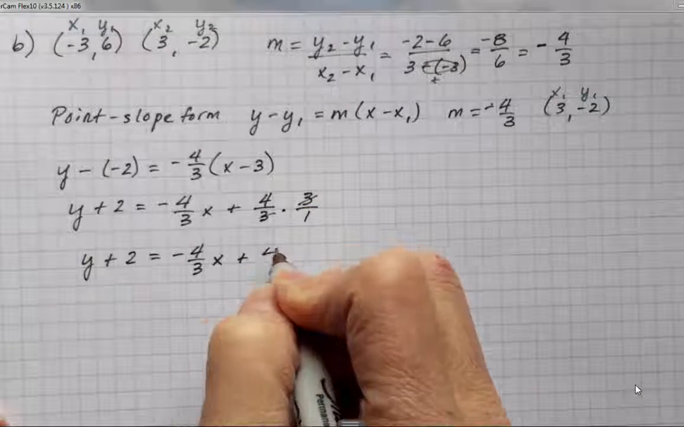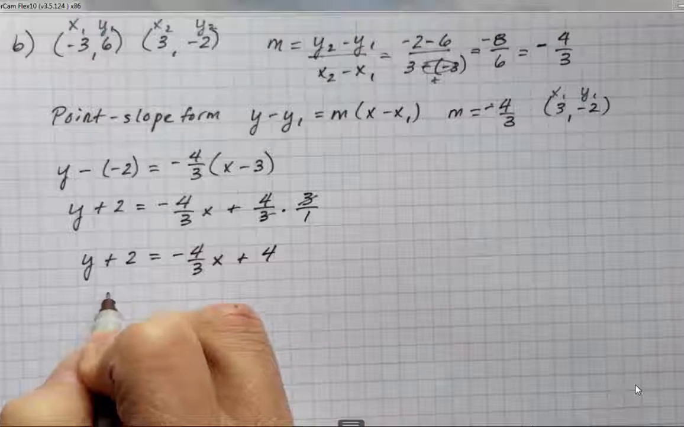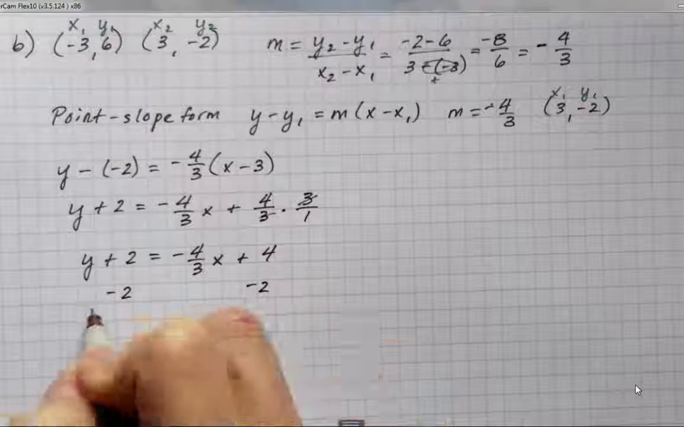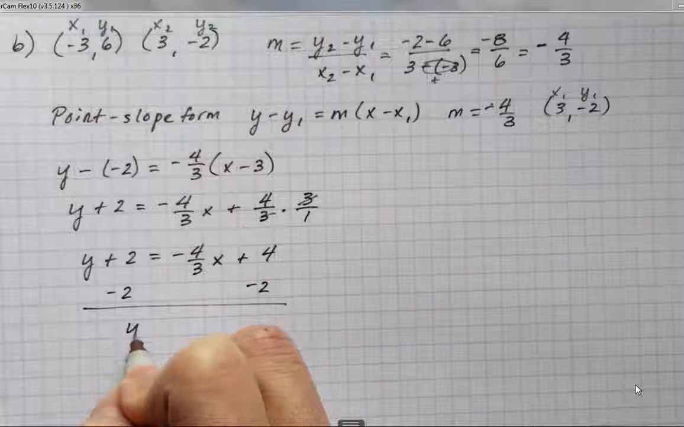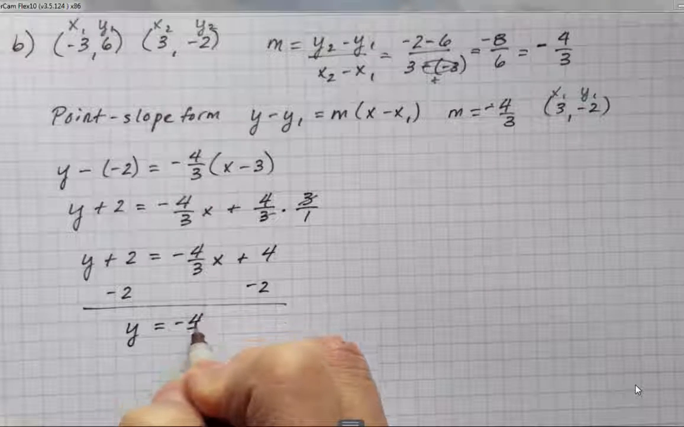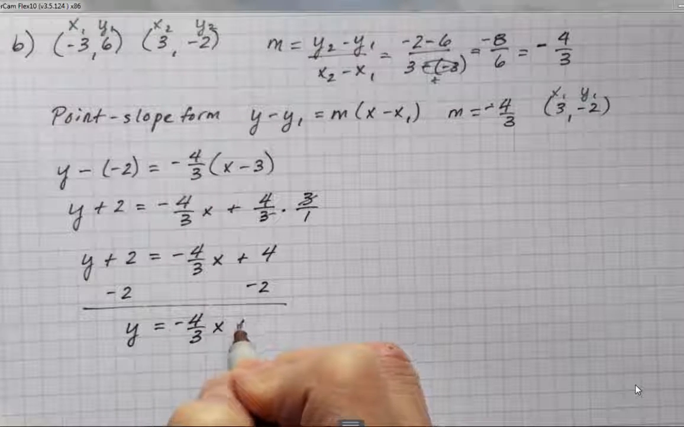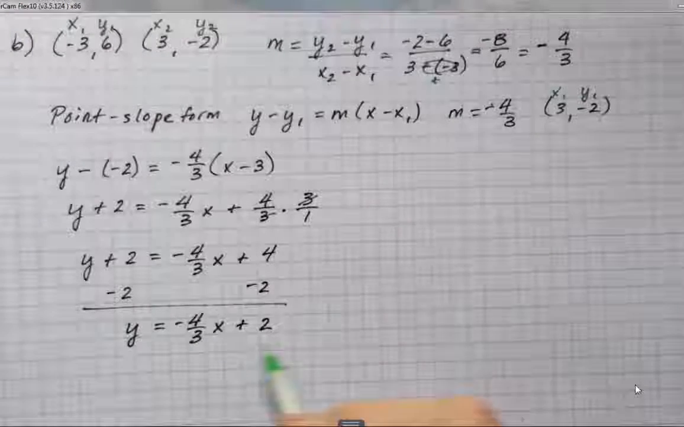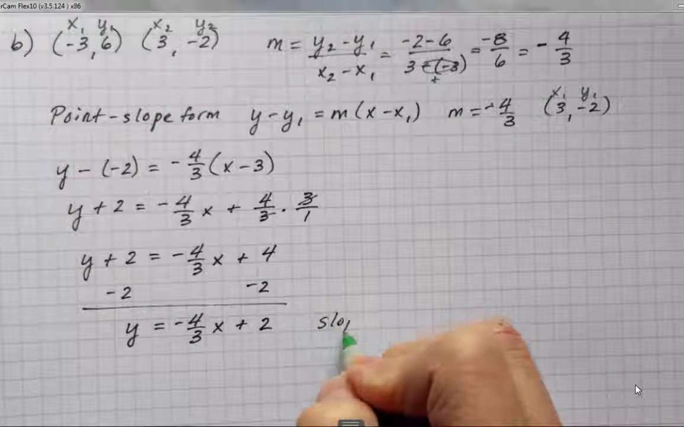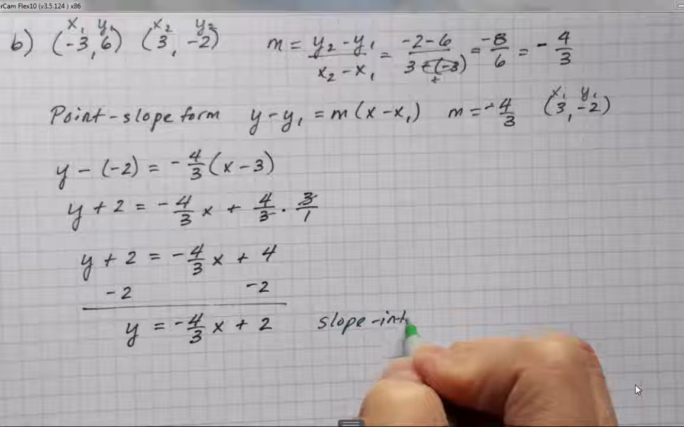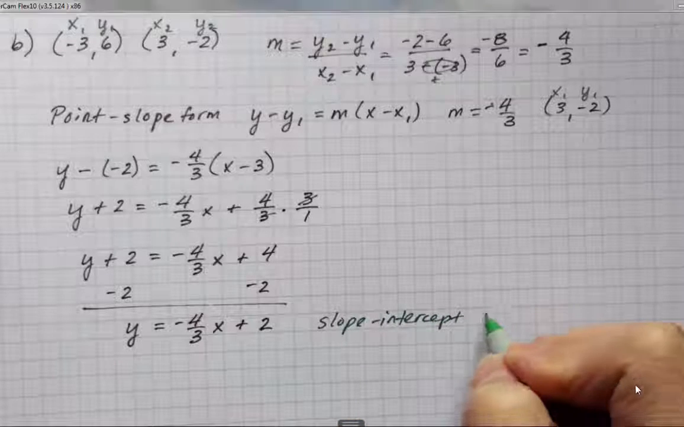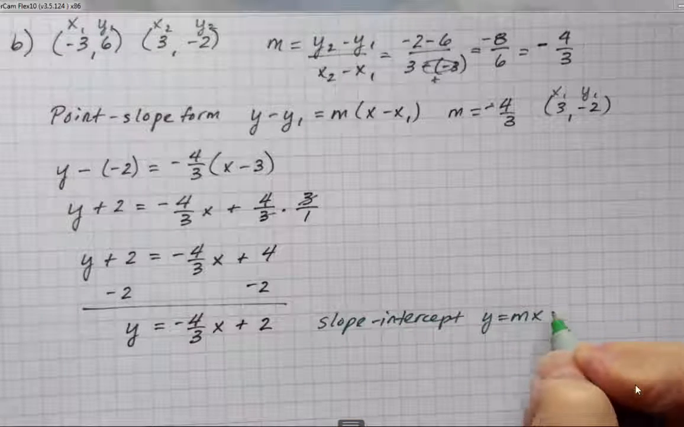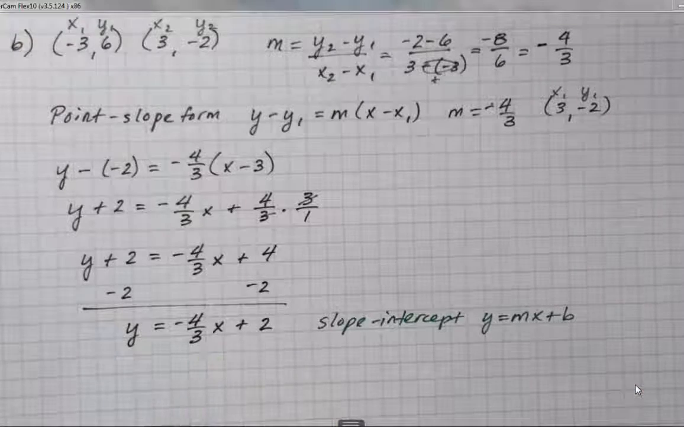To get y by itself, I'm going to subtract 2 from both sides. Y equals negative 4 thirds x plus 2. And that is my slope-intercept form. Remember that your slope-intercept form is the y equals mx plus b. And that's the form that we use when we go to graph a line.